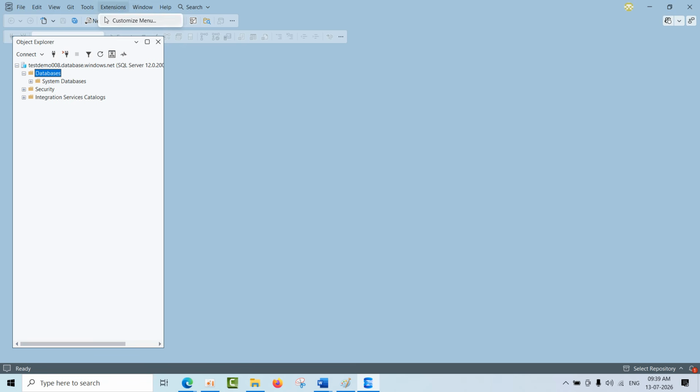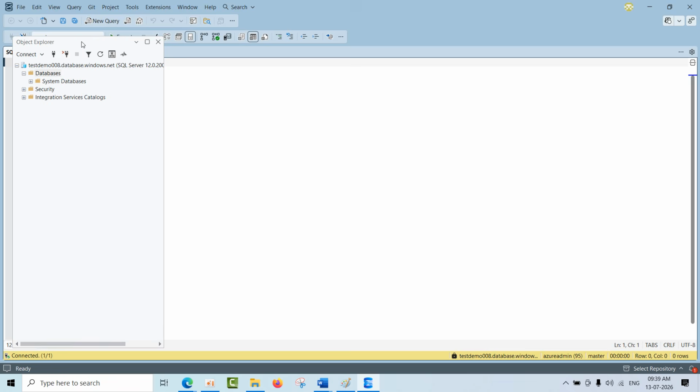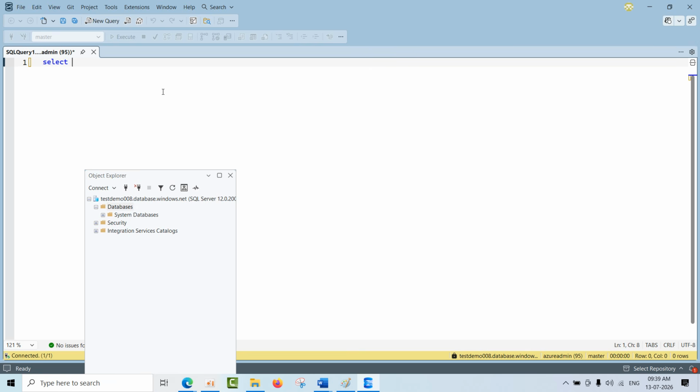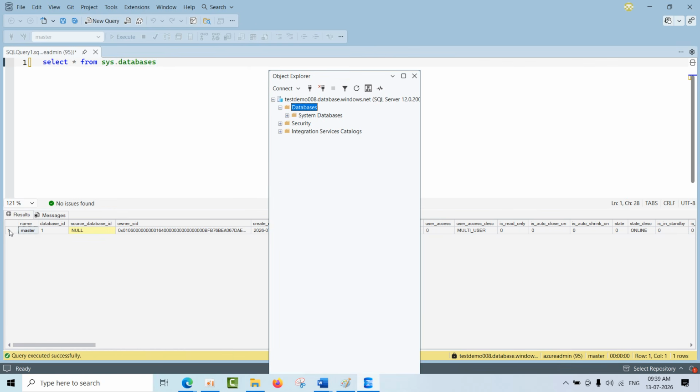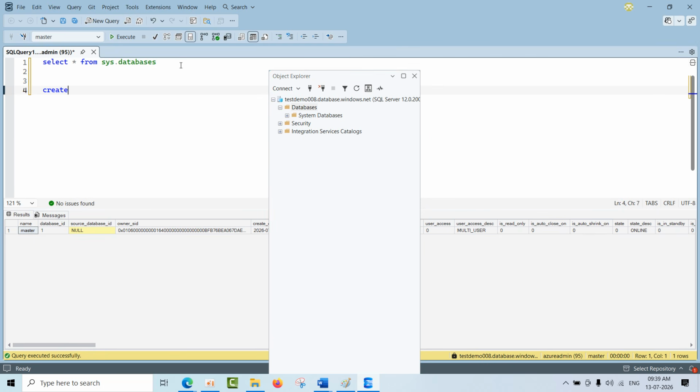Now let's see what differences we have here. Select star from sys.databases. See, we are having only the master database. It doesn't mean that we have only master. We have model, tempdb, and msdb, but they are all hidden databases. They will not be visible to us. For example, to some extent you can create tables, but it is not recommended. I'm telling just for practice purposes.